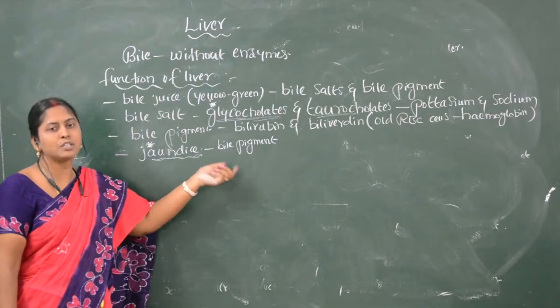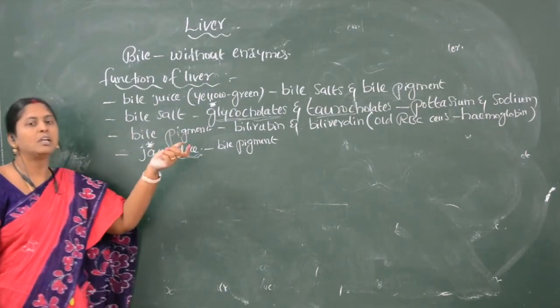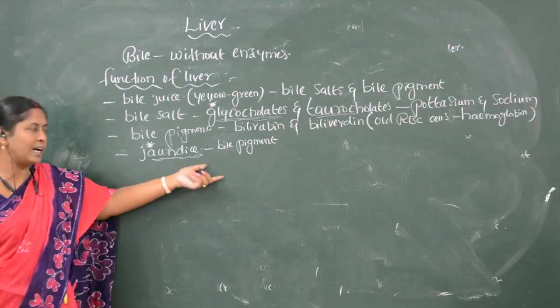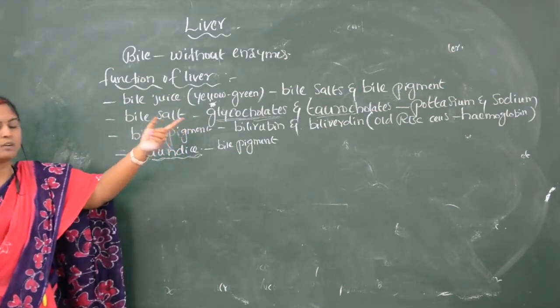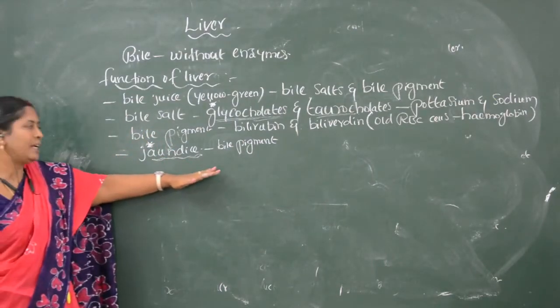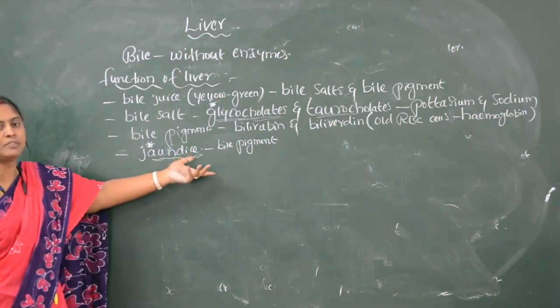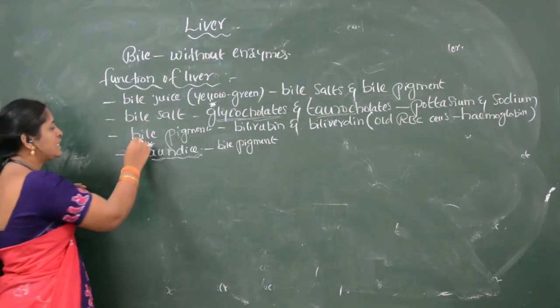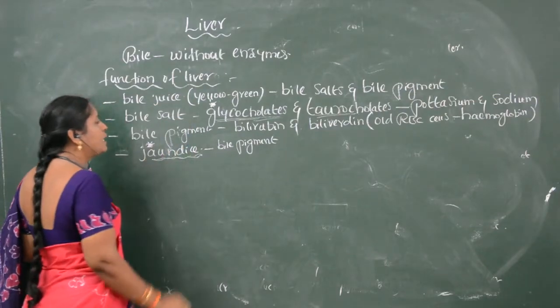That is the indication of jaundice. When the eyes are yellow in color, we can come to know the person is suffering from jaundice. That is because of the blocking of the cystic duct and bile pigments entering into the blood circulation. With the help of treatment we can reduce this jaundice. So this is bile pigments and bile salts.